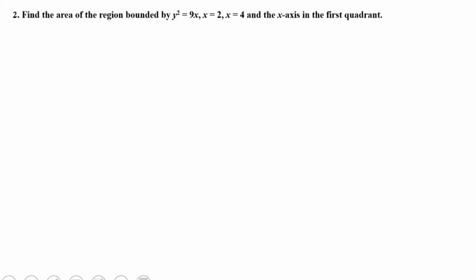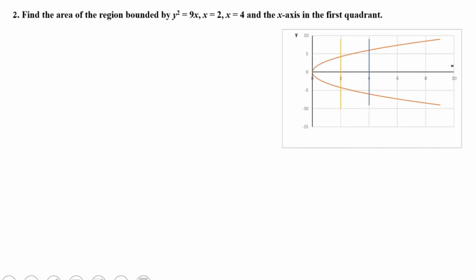The next question. Find the area of the region bounded by y square equal to 9x, x is equal to 2, x is equal to 4 and the x-axis in the first quadrant. It is similar to the previous one except for the curves and the lines. So let us draw the graph. So this is the curve y square is equal to 9x.